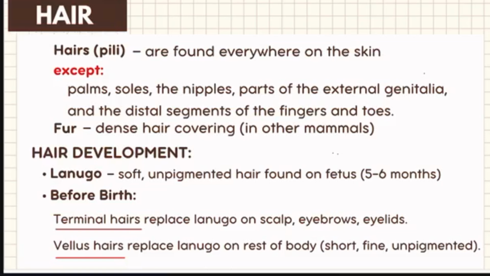Next, hair development. We have lanugo. This is a soft, unpigmented hair that appears on the fetus around 5 to 6 months of pregnancy. Then, before birth, we have two types. The first is terminal hairs that replace lanugo on the scalp, eyebrows, and eyelids. The second is vellus hairs. It is short, fine, and unpigmented. Also, it replaces lanugo on the rest of the body.